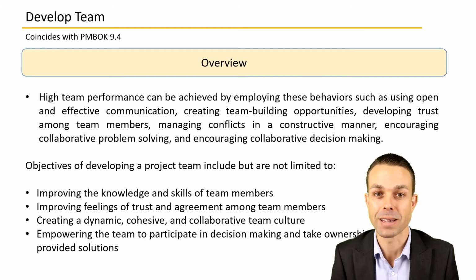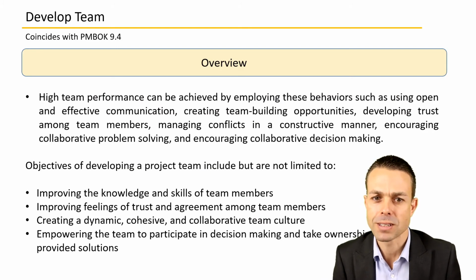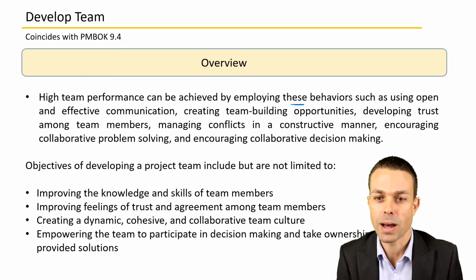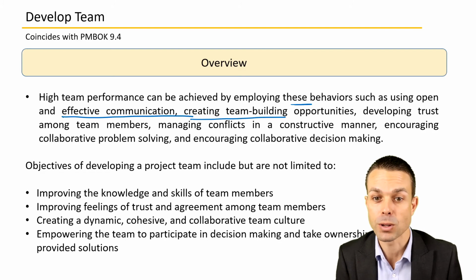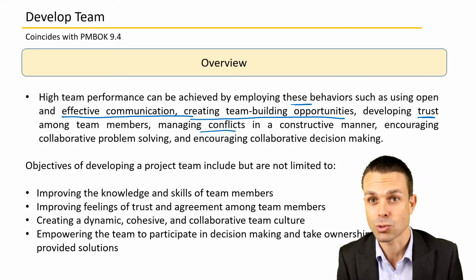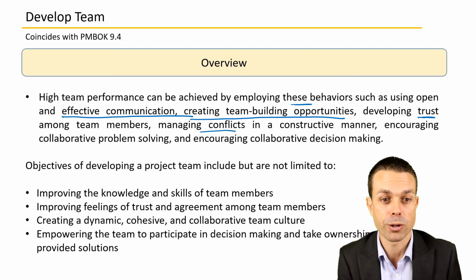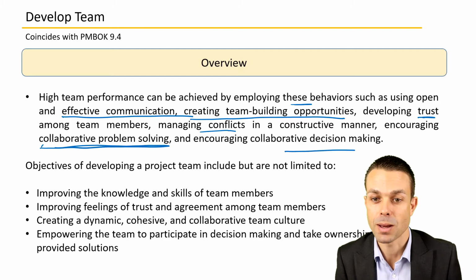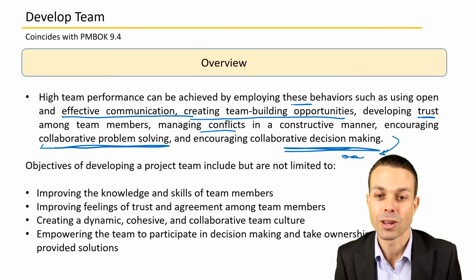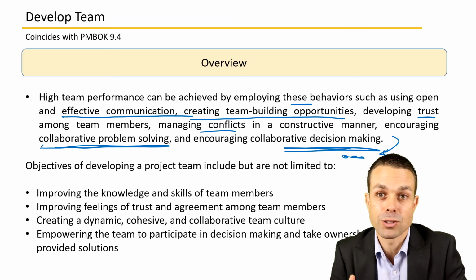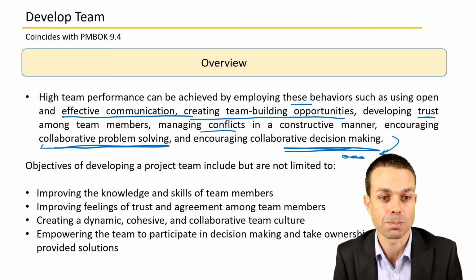Here's an overview of developing our team. High team performance can be achieved by employing these behaviors, such as using open and effective communication, creating team building opportunities, getting everyone involved, developing trust among team members, managing conflicts in a constructive manner, encouraging collaborative problem solving with the team, and encouraging collaborative decision making. So not just one person forcing a decision, but getting everyone involved, and that really helps build the confidence, trust, and collaboration amongst the team.